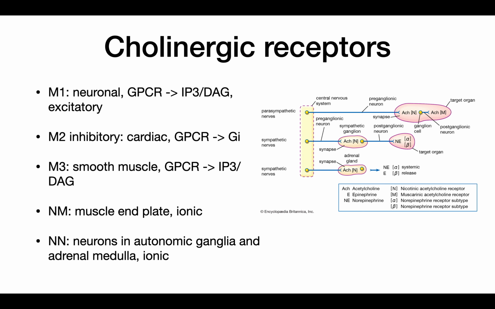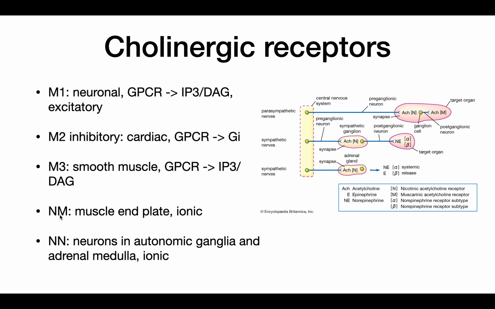So just as a reminder of the cholinergic receptors, M1 is going to be a muscarinic receptor. It's neuronal, so it's going to stay only in the brain, and it's a G protein coupled receptor, and it's going to use IP3 and DAG. This is excitatory. M2 is going to be inhibitory, and it's in the heart. It's also G protein coupled, and M3 is going to be in the smooth muscle along with the vessels, and it's the same kind of path as M1.